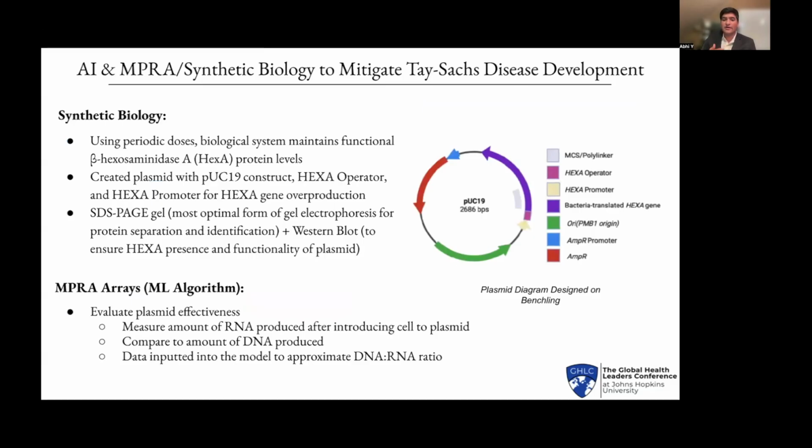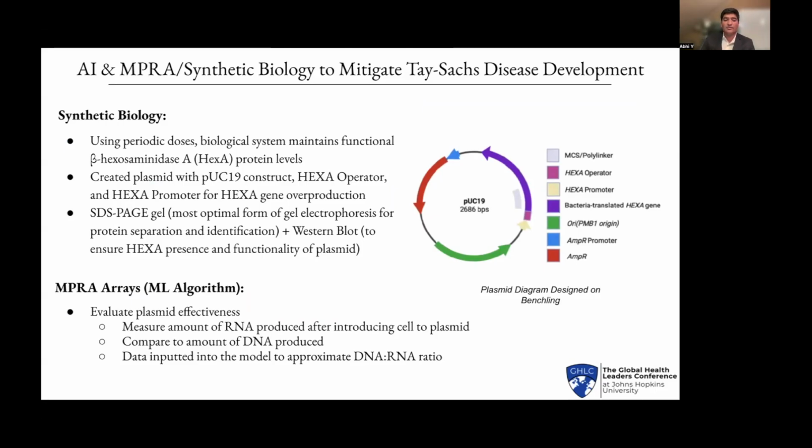So I used synthetic biology in order to create a plasmid construct, which I basically used pUC19, which is just the base of the plasmid, and added simple parts such as the operator and promoter regions that are specific to HEX-A in order to overproduce HEX-A and account for the underproduction of the beta-hexosaminidase A protein. And then I also used SDS-PAGE gel electrophoresis and a Western blot to ensure that my plasmid worked and to ensure that I wasn't overproducing the HEX-A gene too much.